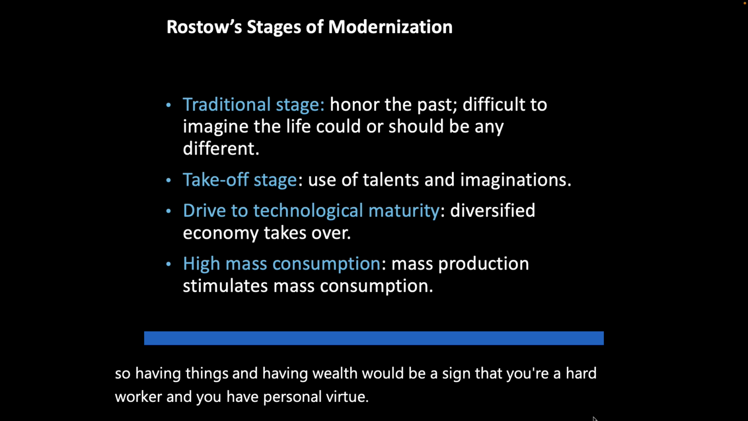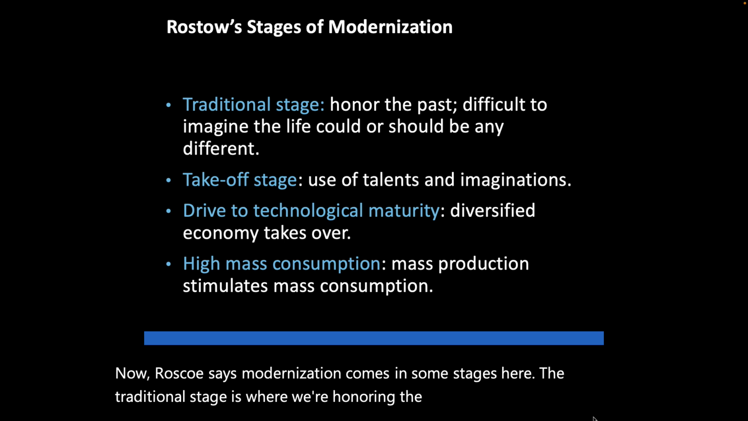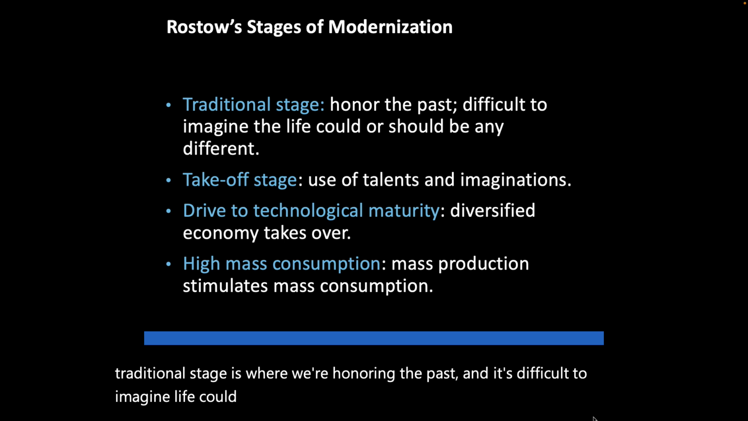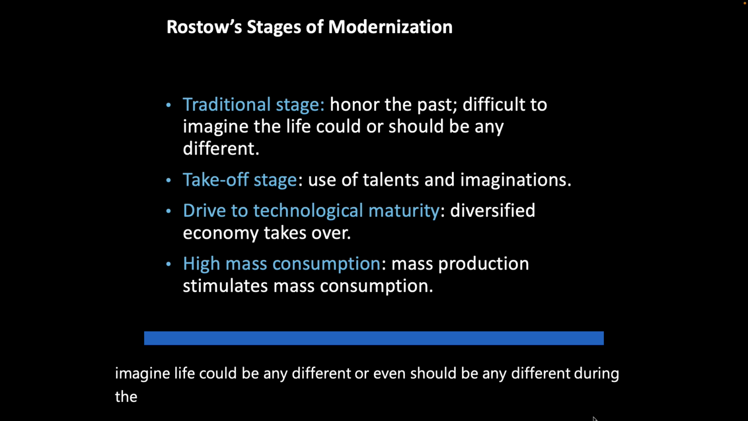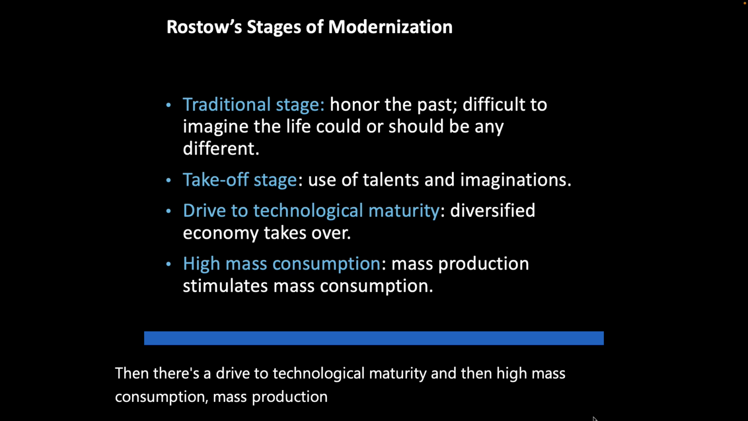Now, Rostow says modernization comes in some stages here. The traditional stage is where we're honoring the past, and it's difficult to imagine life could be any different or even should be any different. During the takeoff stage, we see the use of people's talents. Then there's a drive to technological maturity, and then high mass consumption. Mass production stimulates mass consumption.